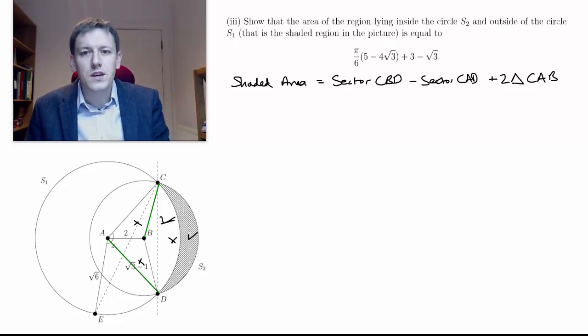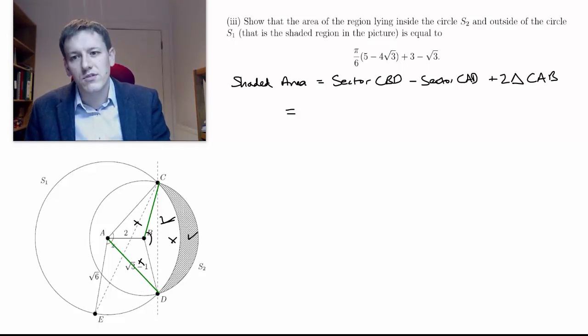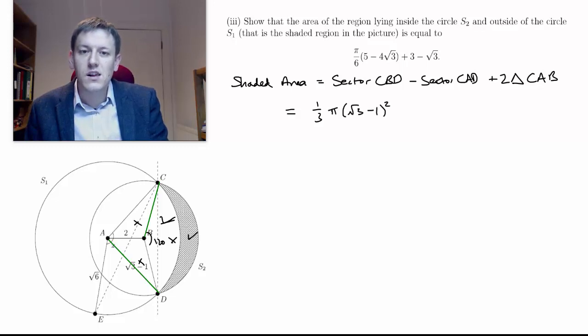Okay, so the sector CBD, well, we worked out before that that angle CBD in the first part of the question was 120 degrees. Okay, so that's one third of the circle, and the circle that has radius root 3 minus 1, so just pi times r squared. I'm going to subtract sector CAD. Now we just worked out that that is only 30 degrees, so that's 1/12 of a circle whose radius is root 6, so pi times root 6 squared.